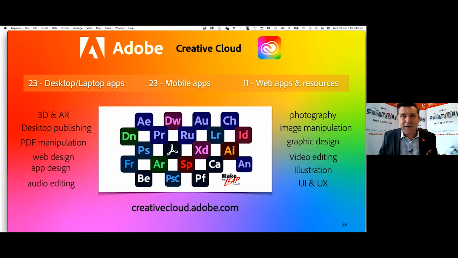It's 23 different desktop, laptop applications. It's 23 different mobile applications. It's also 11 web apps and resources. It's a lot more than just Photoshop and Acrobat. So many different applications for you to have a look at in all sorts of creative ways. And look at all the things you can do and learn about with the Adobe Creative Cloud.